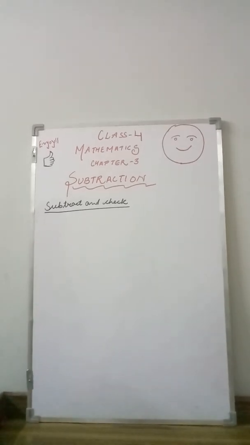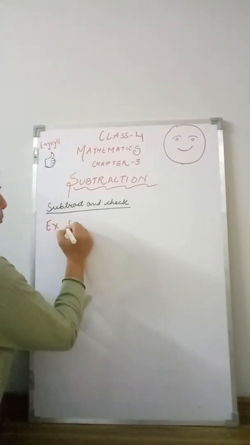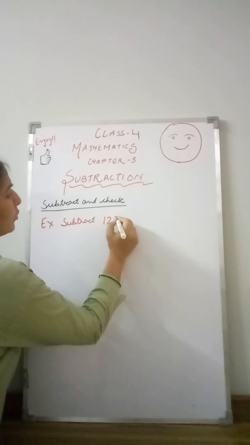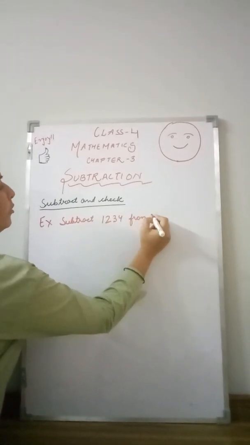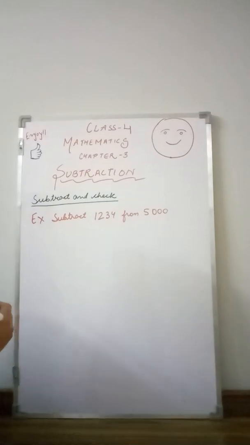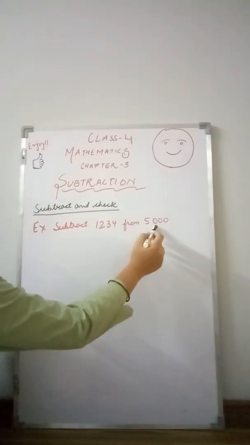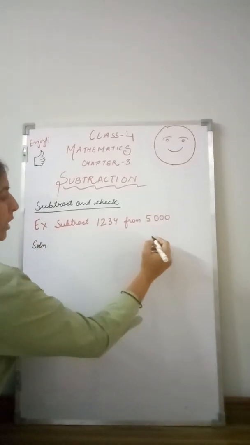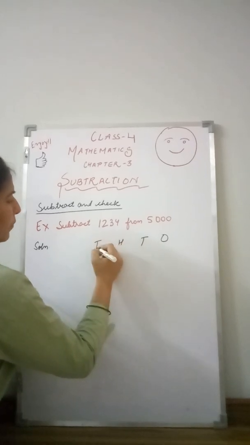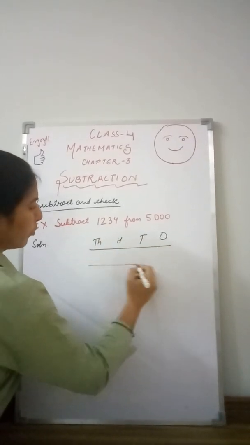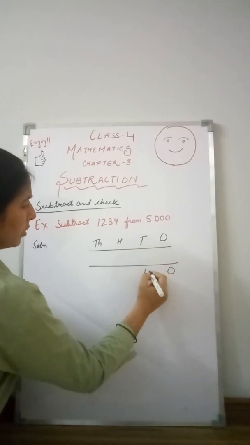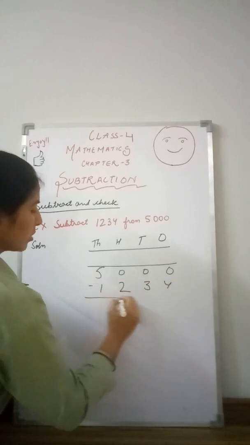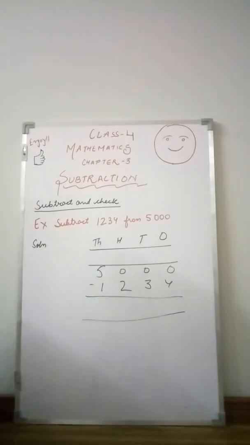For that I have to take one example. My question is: subtract 1234 from 5000, right? First of all the method is the same. This is the minuend because it is a bigger number, and this is the subtrahend. First of all we have to write the place values: ones, tens, 100, 1000, leave one line for borrowing, and then write the number 5000 on the top, and then 1234. This is a question of the borrowing method.